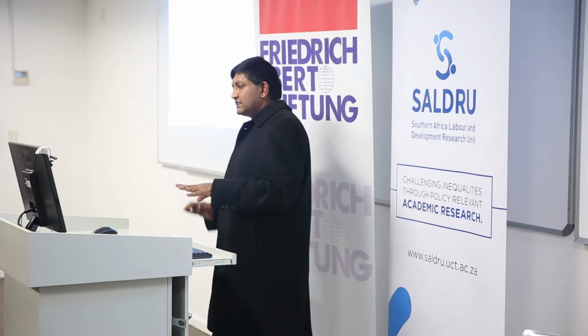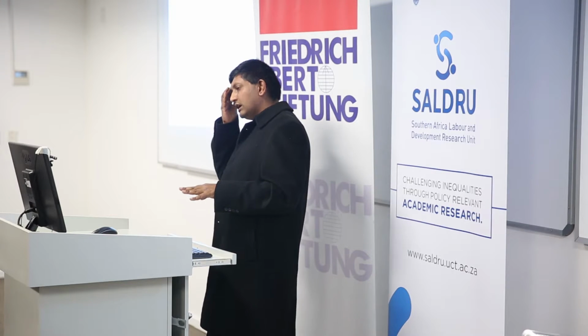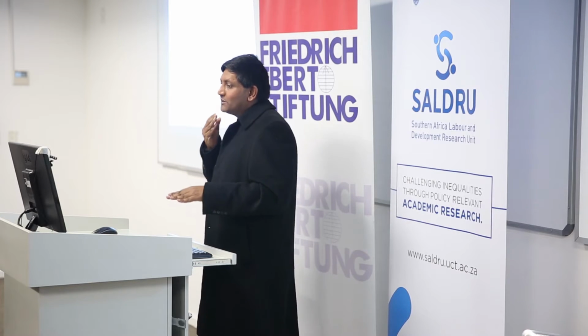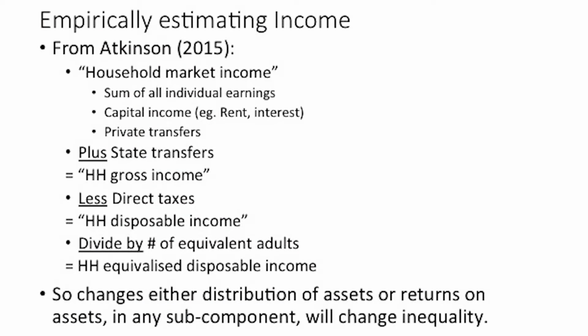Okay, so this is kind of similar to a slide that Murray had, which he attributed to, I think, Ingrid. But we start with household market income. So that's basically you sum up all your individual earnings. In this case, earnings has a specific meaning. Earnings is income from labor. Earnings is the stuff you work for, okay?